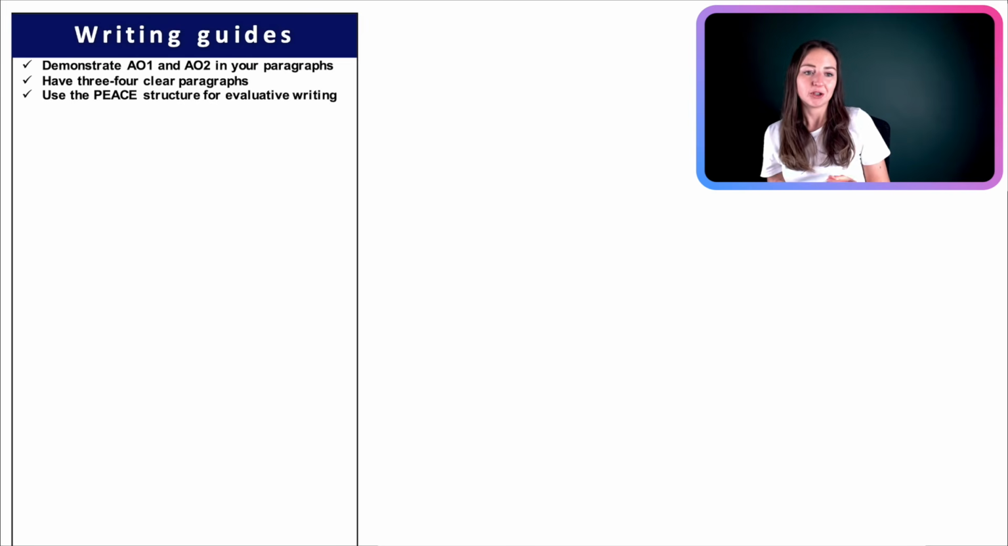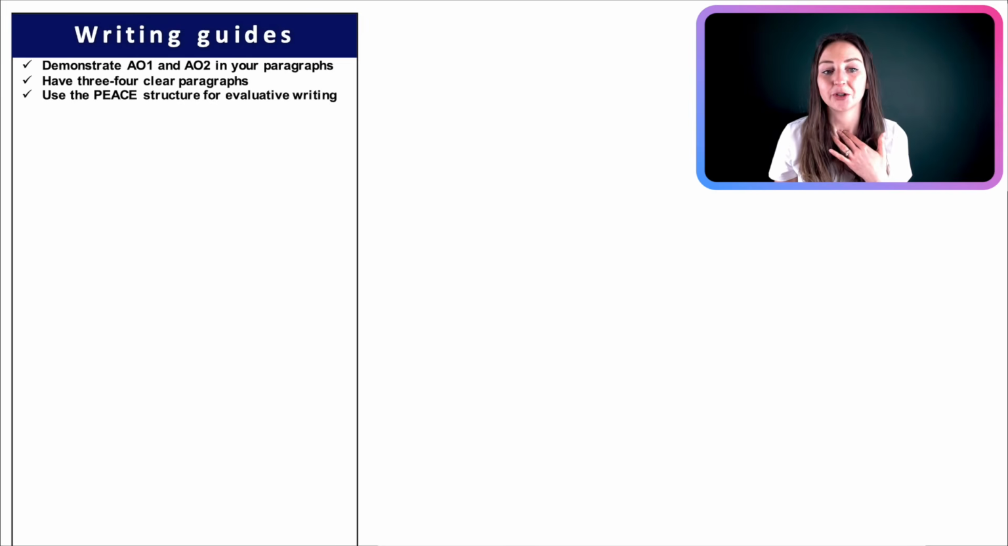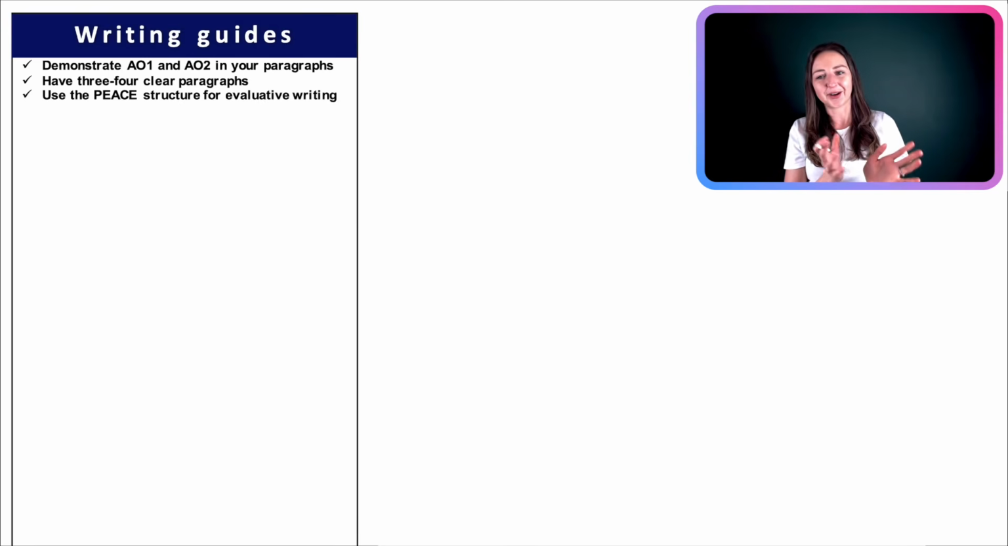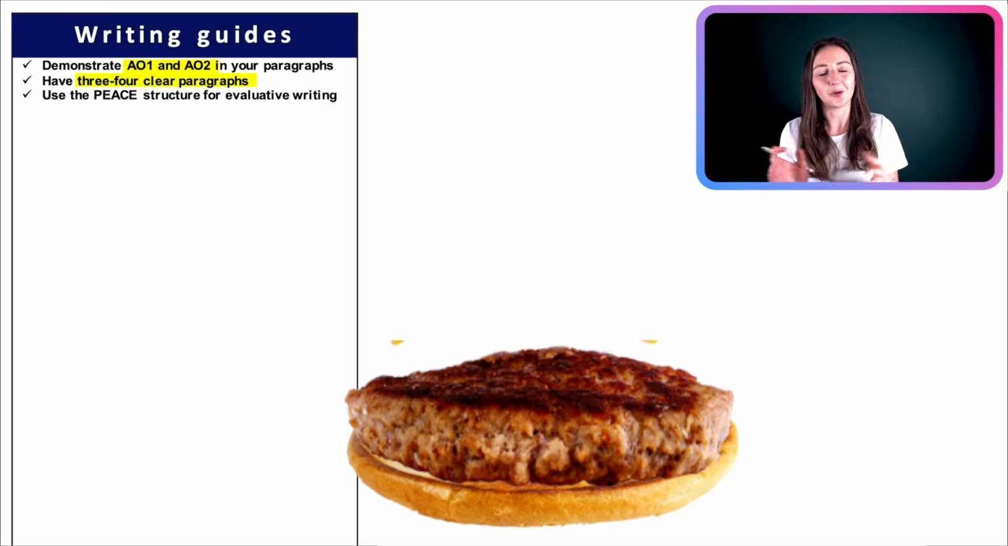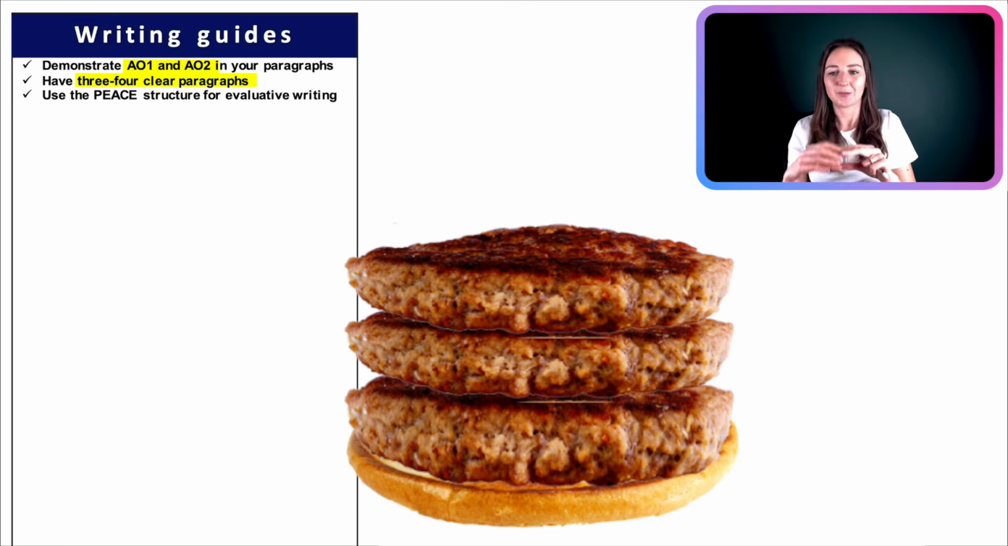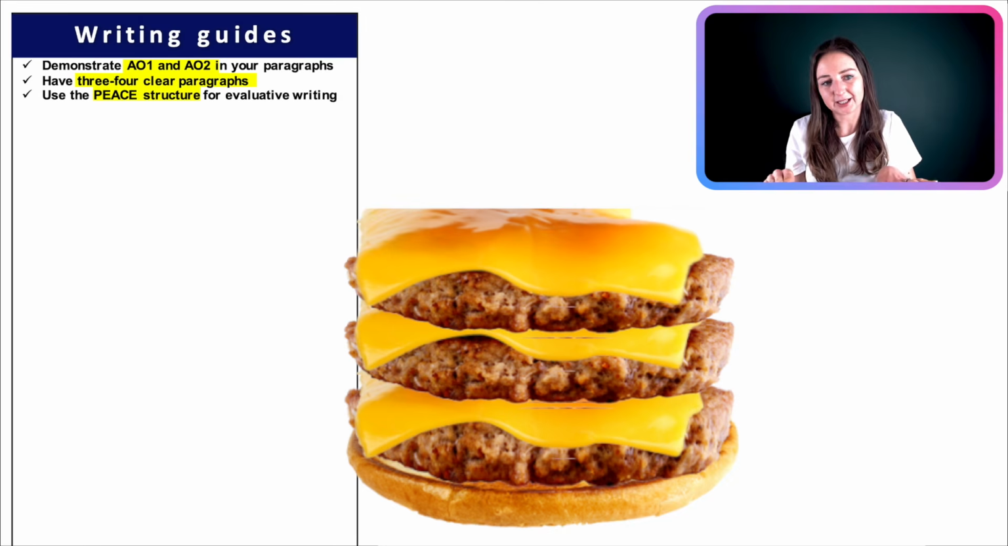So how do we actually write it? You want to demonstrate, as I said, AO1 and AO2 in your paragraph. You want to have 3 or 4 clear paragraphs, and this is where the burger acronym comes in. If you're looking at a burger with your meaty layers or vegan layers, each paragraph will be a PEA paragraph, not PEEL, I prefer PEA. And then your evaluative writing, your AO2, is the cheese running throughout your burger.